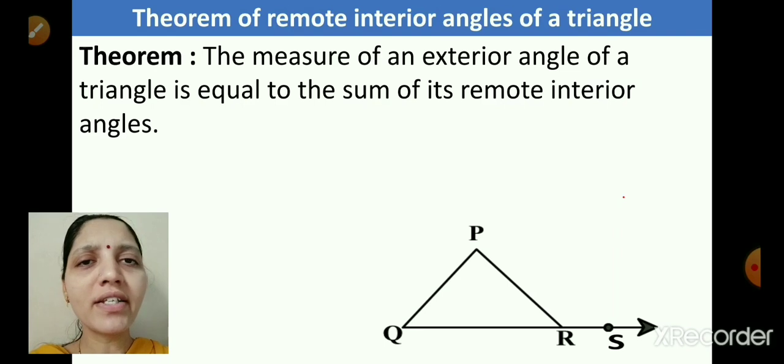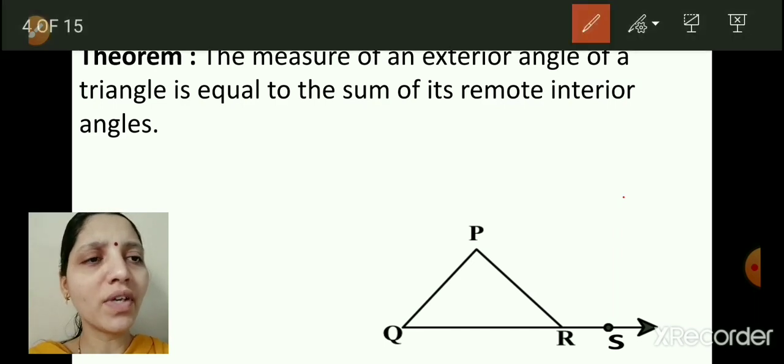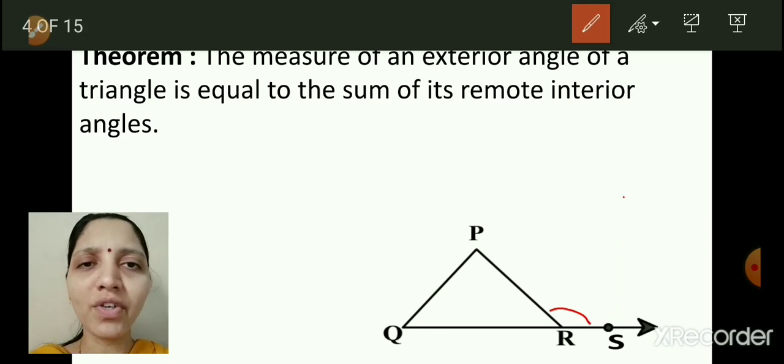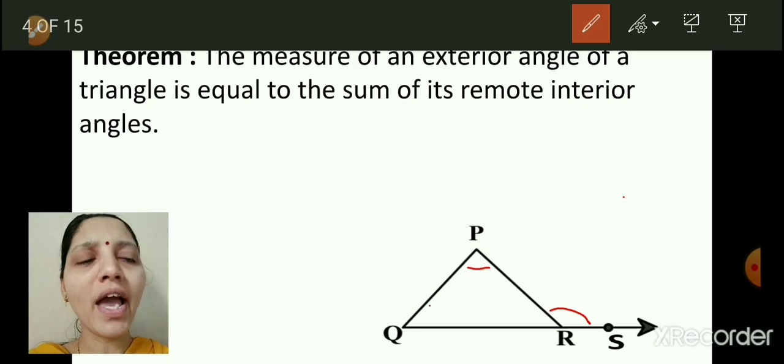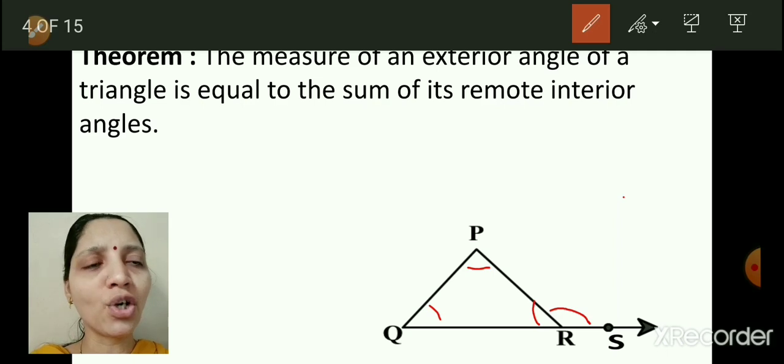Now let's understand the meaning of exterior angle and remote interior angles. If you observe this figure, angle PRS lies in the outer region of the triangle, and angle P, angle Q and angle R, these three angles lie in the interior region of the triangle. So the angles which are in the inside part of the triangle are called interior angles, and the angles which are in the outer region of the triangle are called exterior angles. Now how many exterior angles can a triangle have?